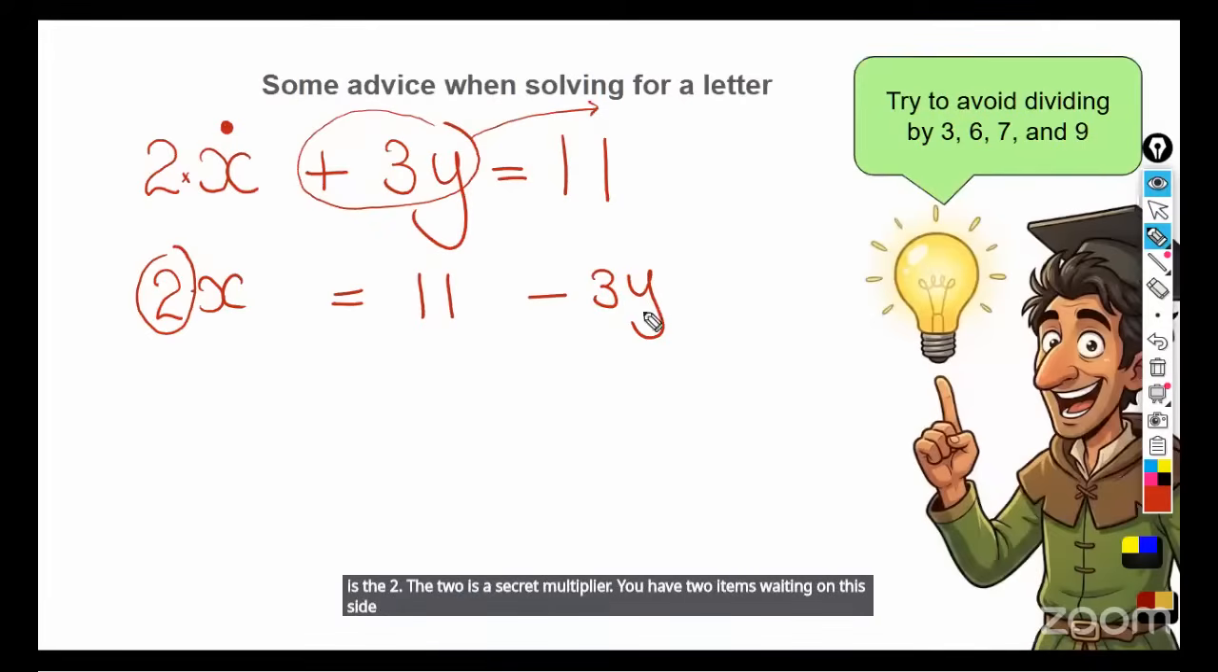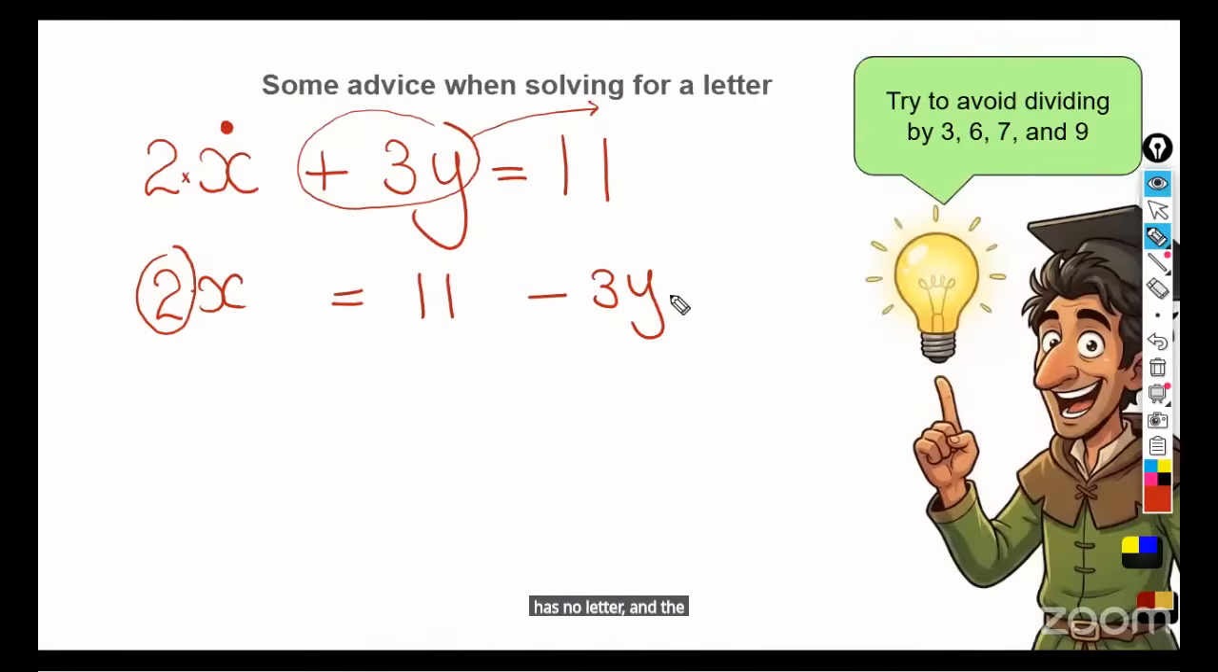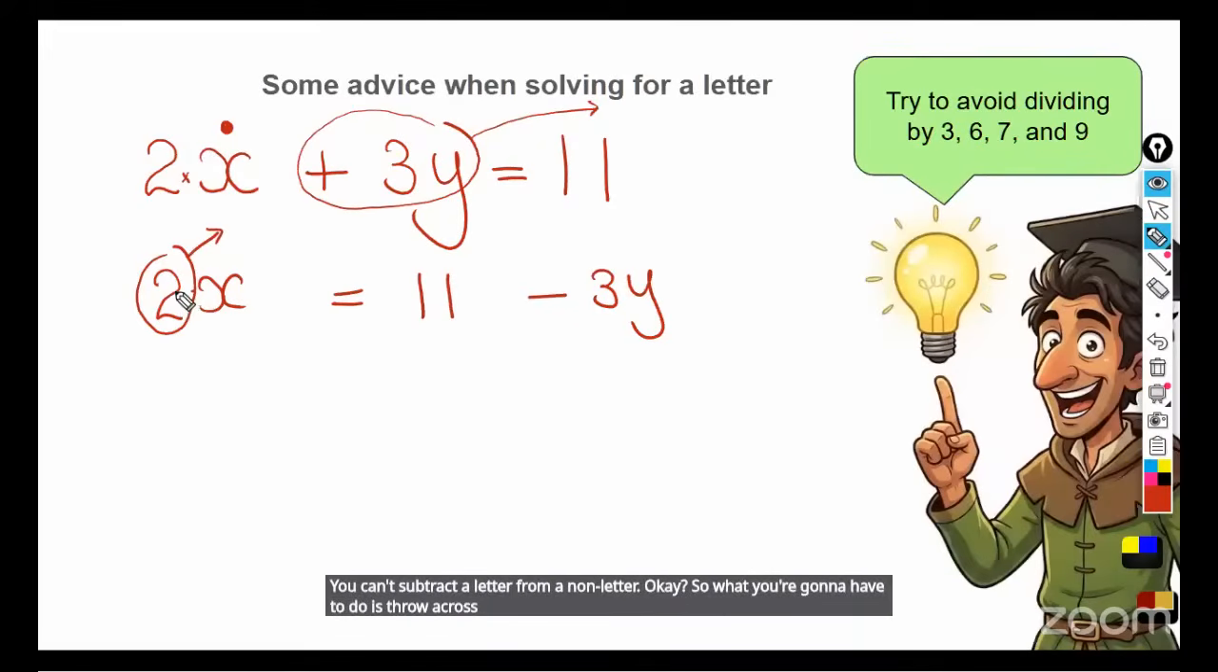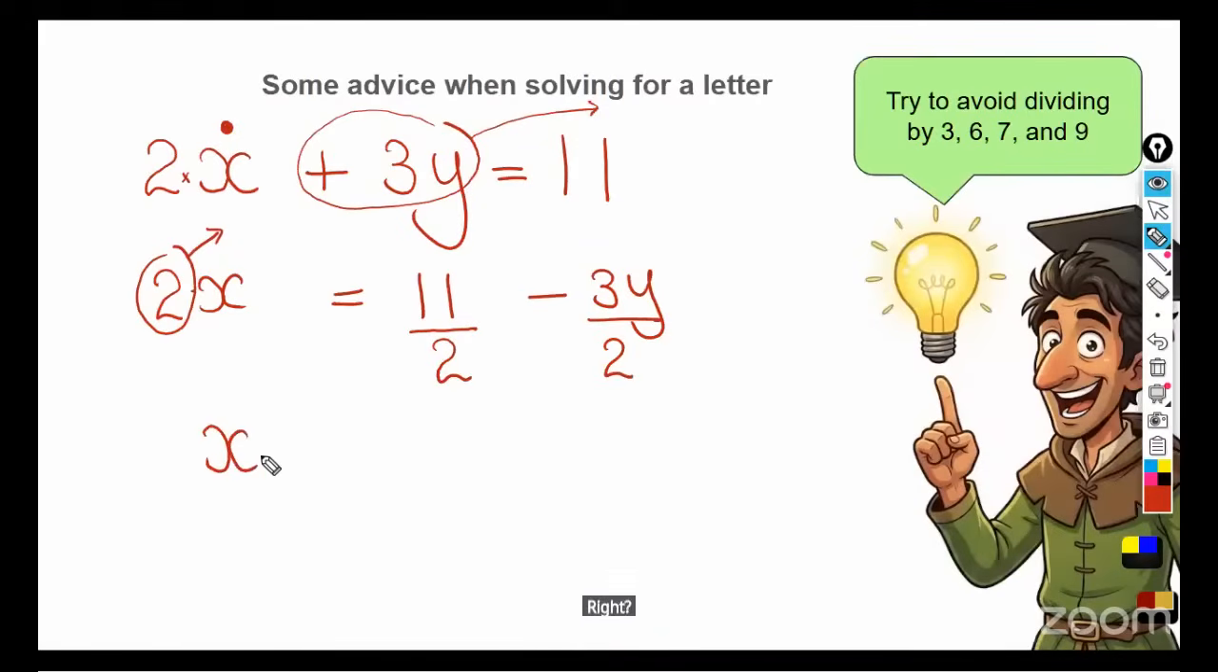Now, you can't subtract 11 and 3y because 11 has no letter and the 3 has a letter y. In maths, you can't subtract a letter from a non-letter, okay? So what you're going to have to do is throw across this 2. And you see the number that's touching the X, you divide everyone by that number, right? We're making X the subject for those who join a little bit late.